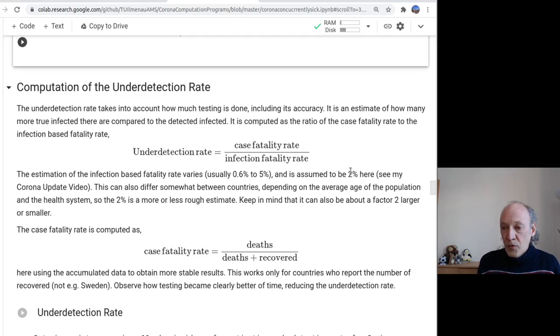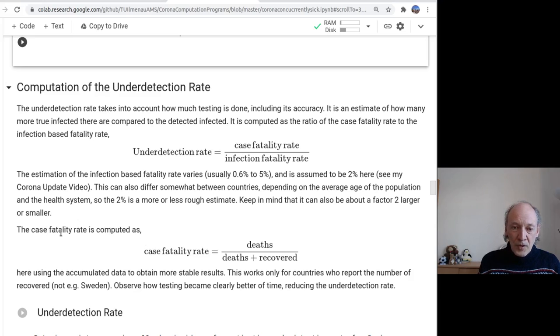So I assumed 2% here because that fits the data that are observed. See, for instance, my Corona update video where I estimated it. This can differ somewhat between countries depending on the average age of the population and also the health system. So the 2% is a more or less rough estimate. Keep in mind that it can also be a factor 2 larger or smaller. So this is a very rough estimation, right? It's not very precise. A factor of 2 is always something that should be kept in mind. That is very inaccurate.